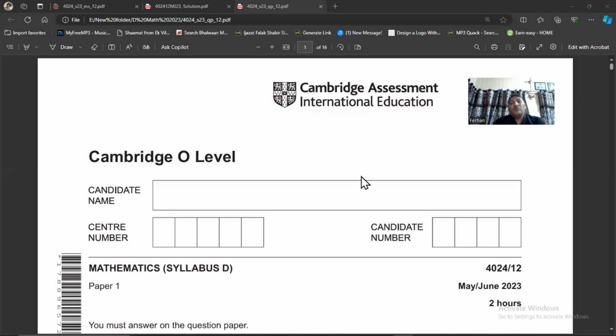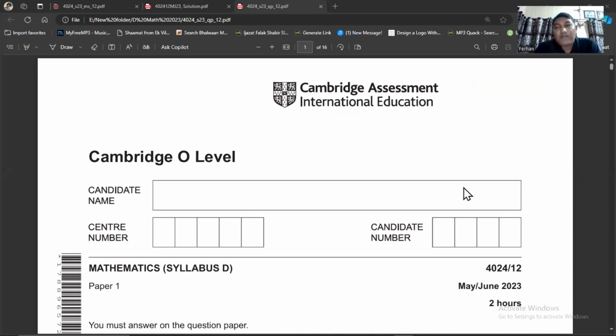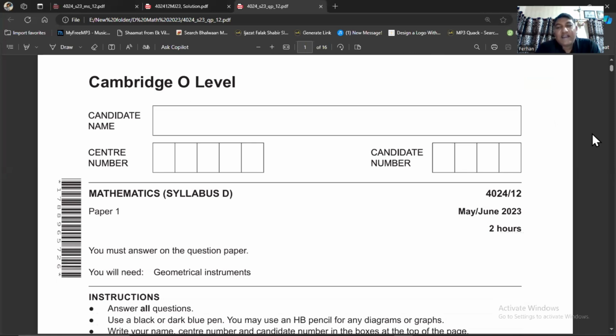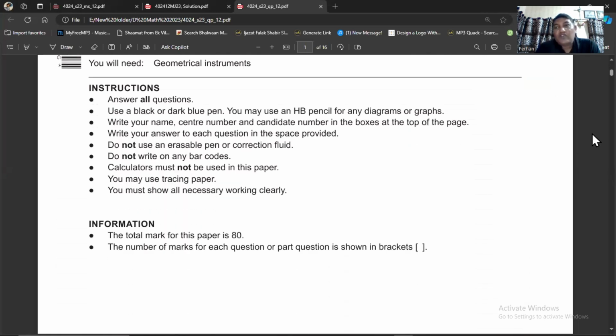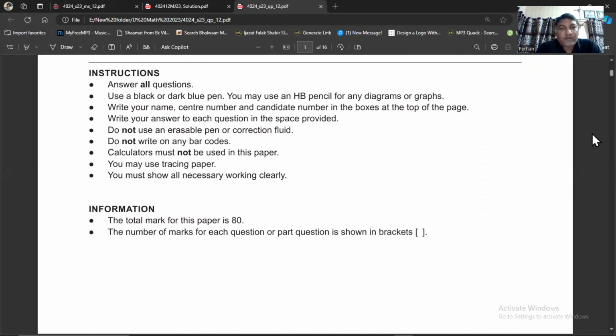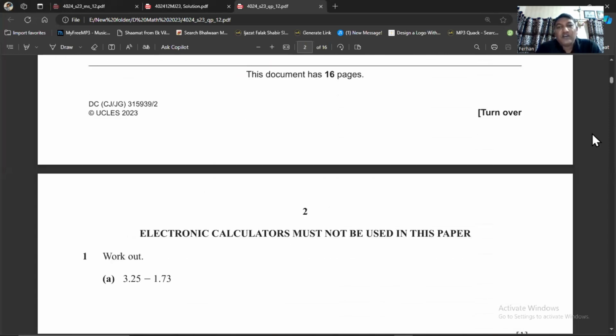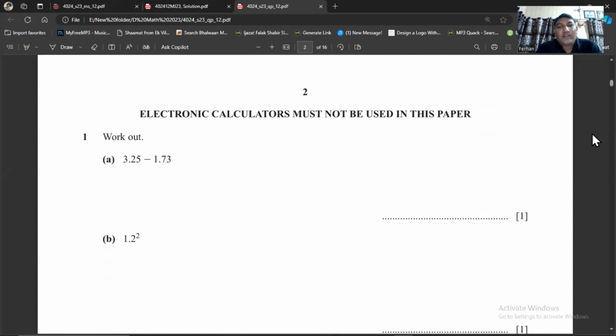So in front of you, the May-June 2023 Paper 1-2 is showing up. Let's start today's paper. The time allowed for this paper is 2 hours and a calculator is not allowed. The total marks for this paper are 80 marks. So let's do question number 1.